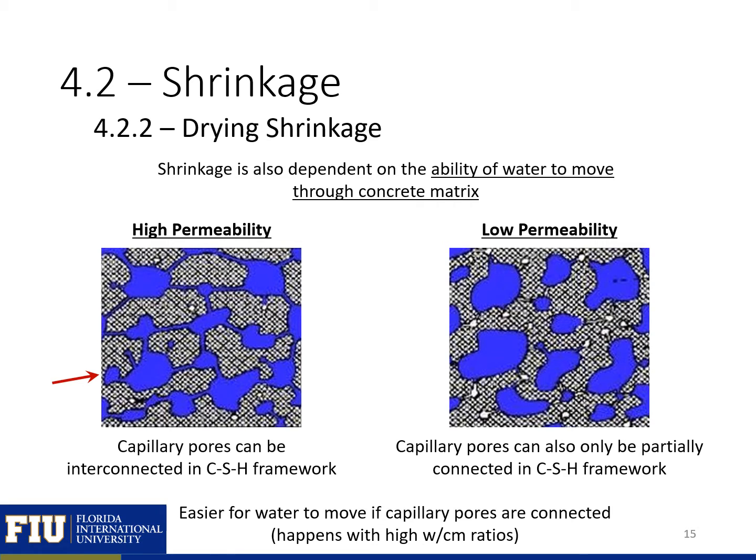So essentially, it's easier for the water to move if our capillary pores are connected. And our capillary pores are connected, or we have high permeability, when we have higher water to cement ratios.